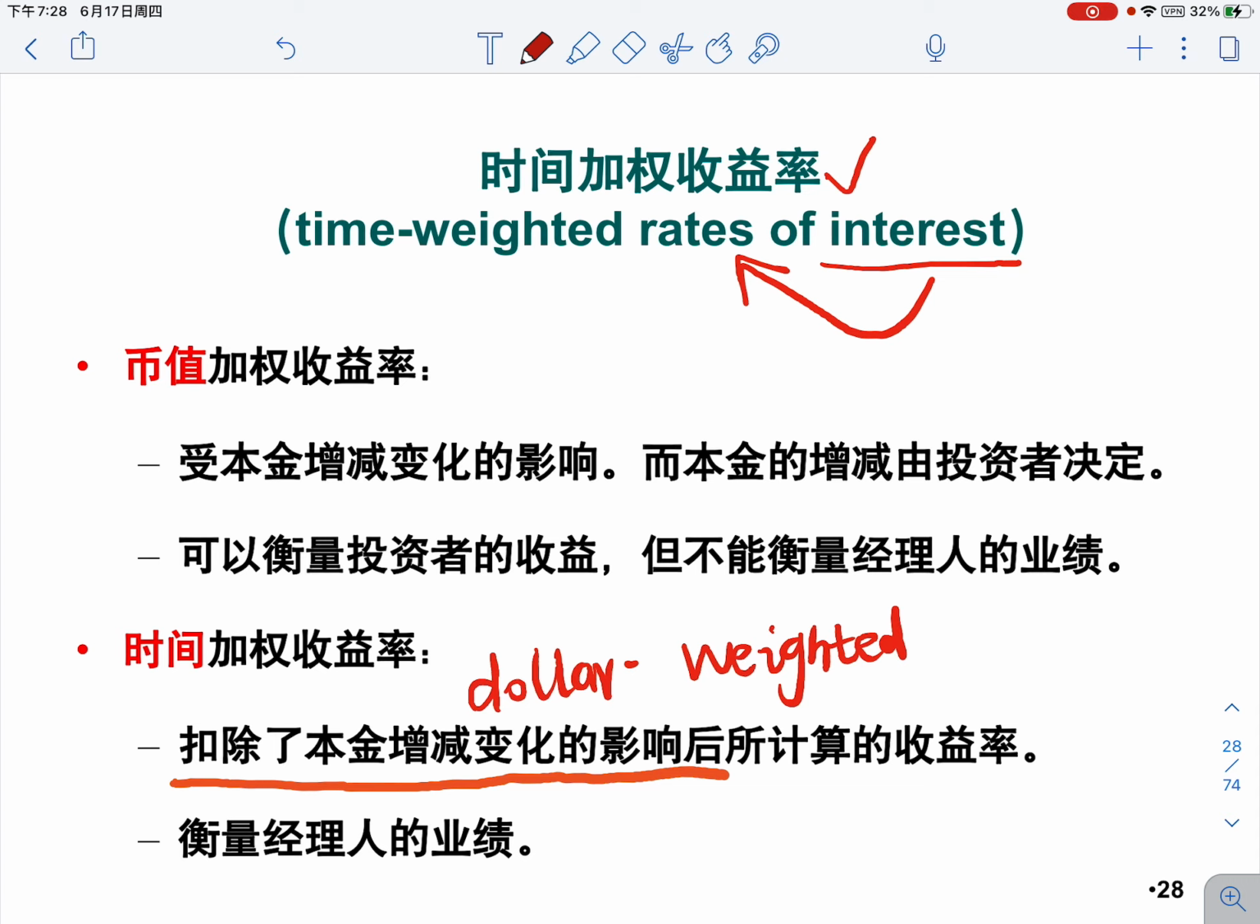Hi everyone. Today let's talk about time weighted rates of interest and dollar weighted rates of interest. The dollar weighted interest is influenced by the deposits you put in, so it is a measurement of the profit of the investor. Well, the time weighted rate of interest measures the profit of the manager. And let's see how to calculate them.